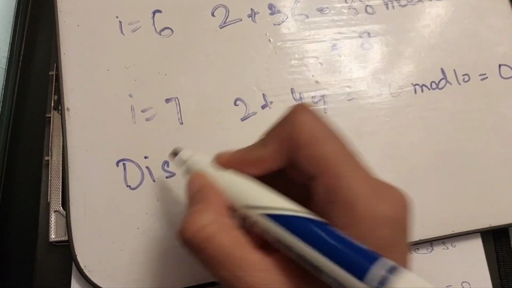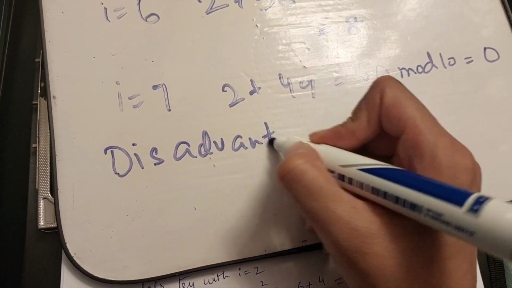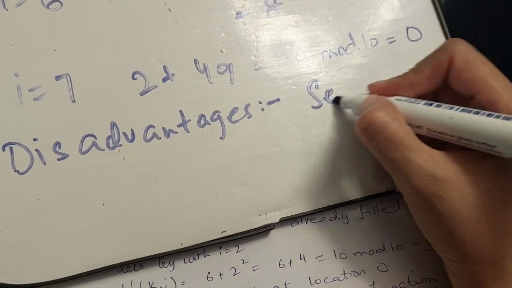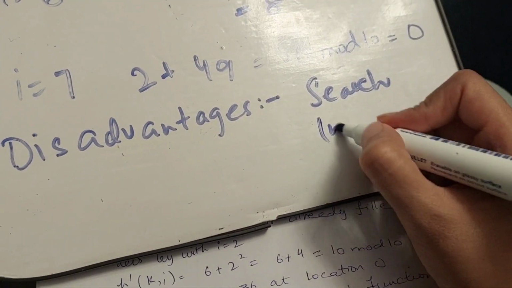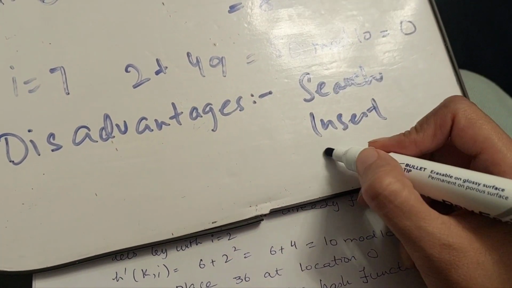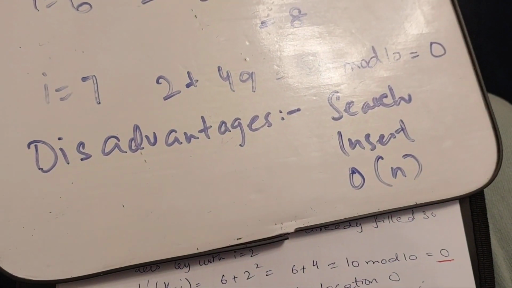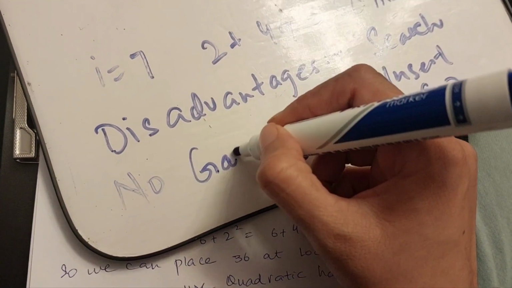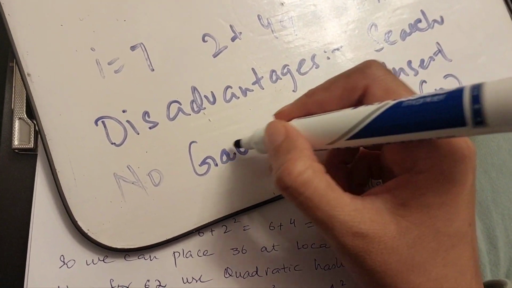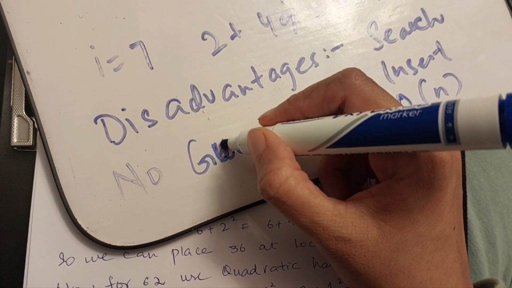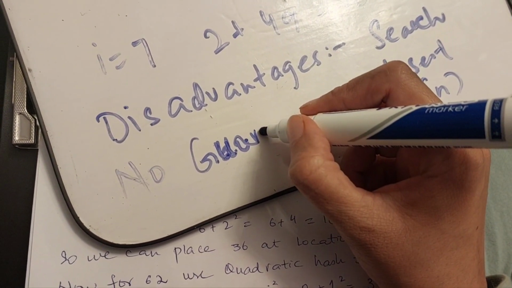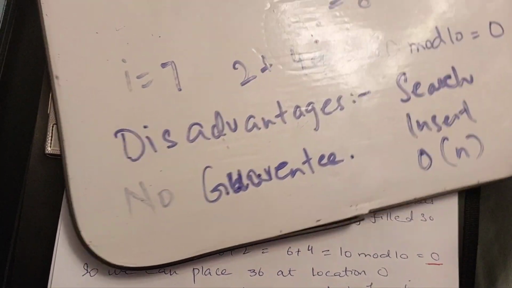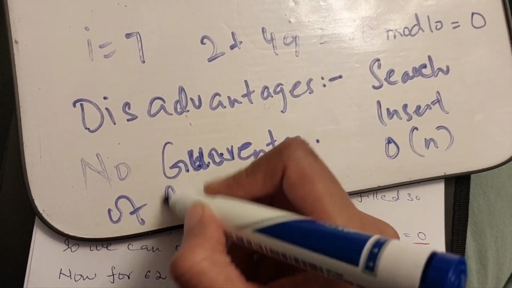So if I talk about the disadvantages of this quadratic hashing, first of all, searching the data or inserting the data has a lot of complexity, and this complexity is O of n. Similarly, you do not have any guarantee that all the data is going to be filled. So you do not have any guarantee of filling all the data or finding the slot, in other words.